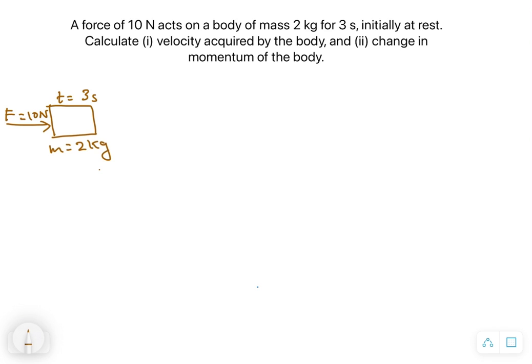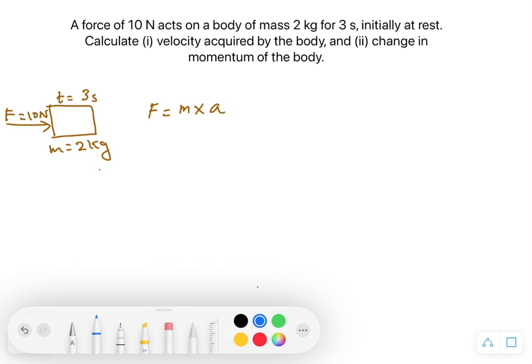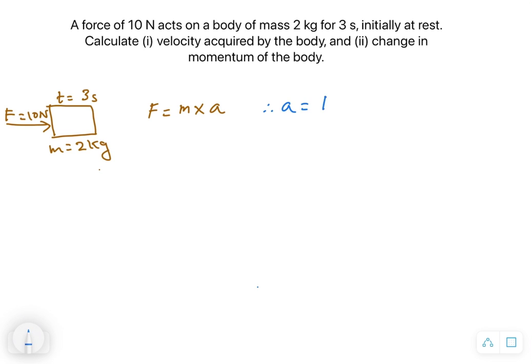To find the value of velocity, first we need to calculate the acceleration. Force is the product of mass of the body and acceleration of the body. Therefore, acceleration is equal to force divided by mass. Force is 10 Newton divided by mass of 2 kilograms. So the acceleration will be equal to 5 meters per second square. Now velocity can be obtained using this equation.